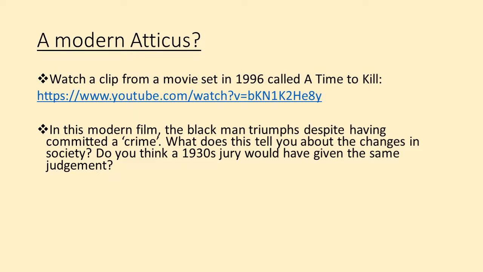Okay, so a modern Atticus. I would like you to watch a clip from a movie set in 1996 called A Time to Kill. In this modern film, the black man triumphs despite having committed a crime. What does this tell you about the changes in society? Do you think a 1930s jury would have given the same judgment? So please pause the video to do that now.